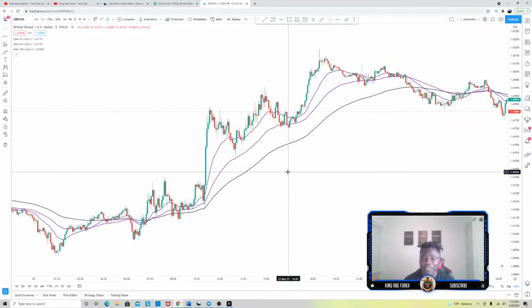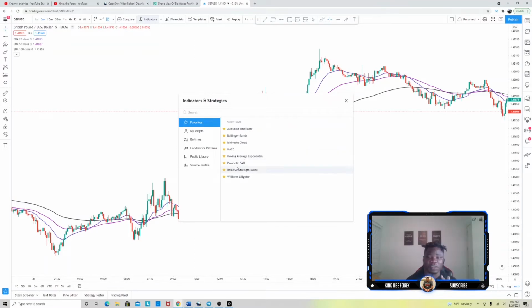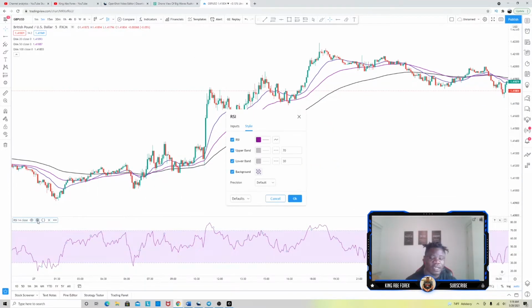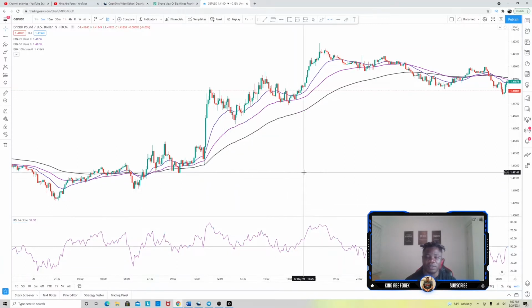Now the final indicator we're going to be using is the RSI, but we're going to make some changes. Add the RSI, then go to settings. Leave everything else as it is except for the upper band and the lower band. We're going to change those both to 50, and change the dashed line to a regular line. Then you click on OK.